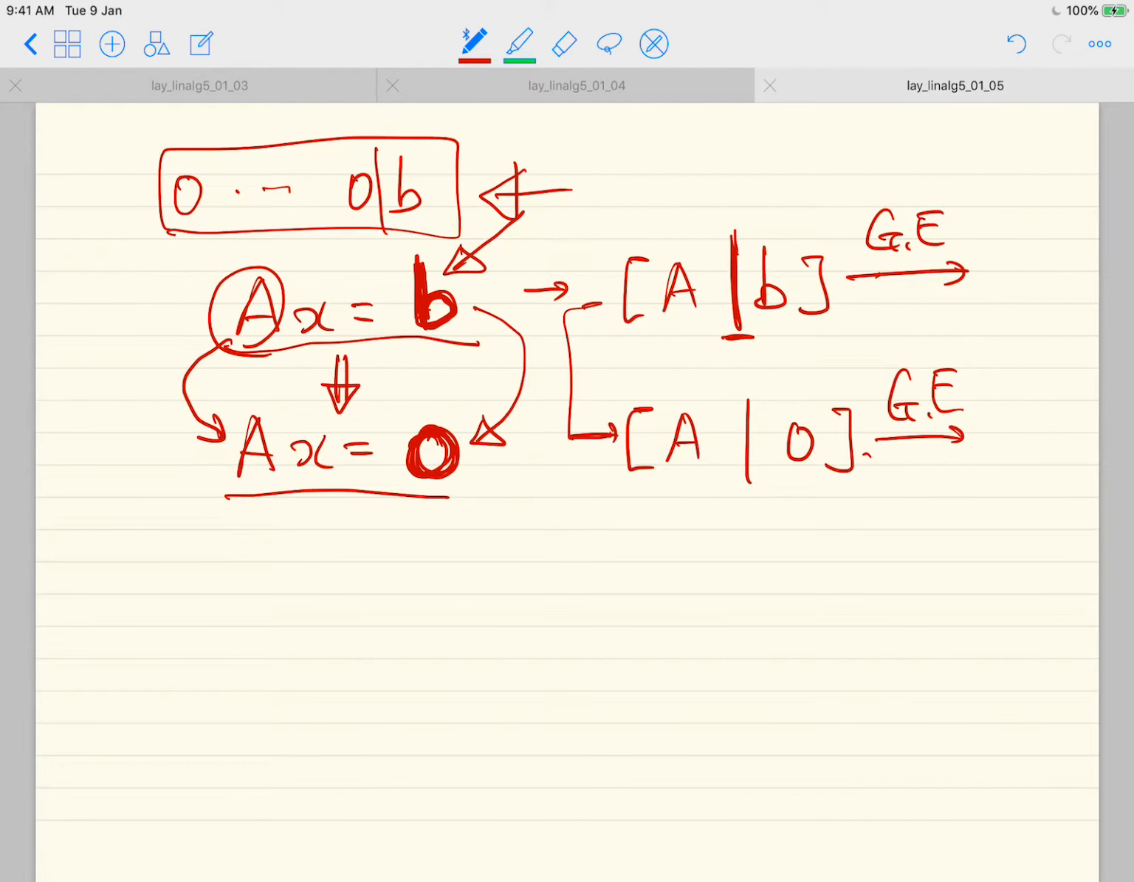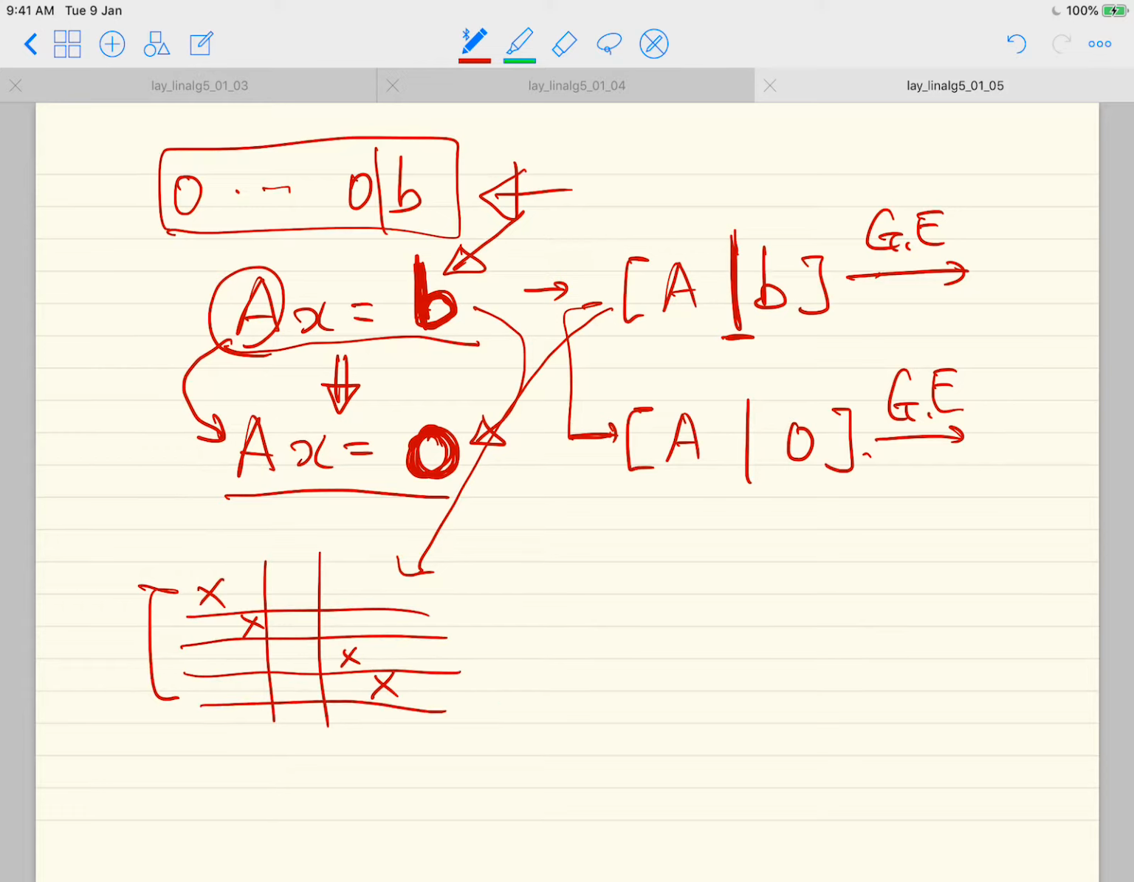Okay, so in this case, suppose this guy has some pivots, something like this. Okay, so this is the A part and this is the B part.